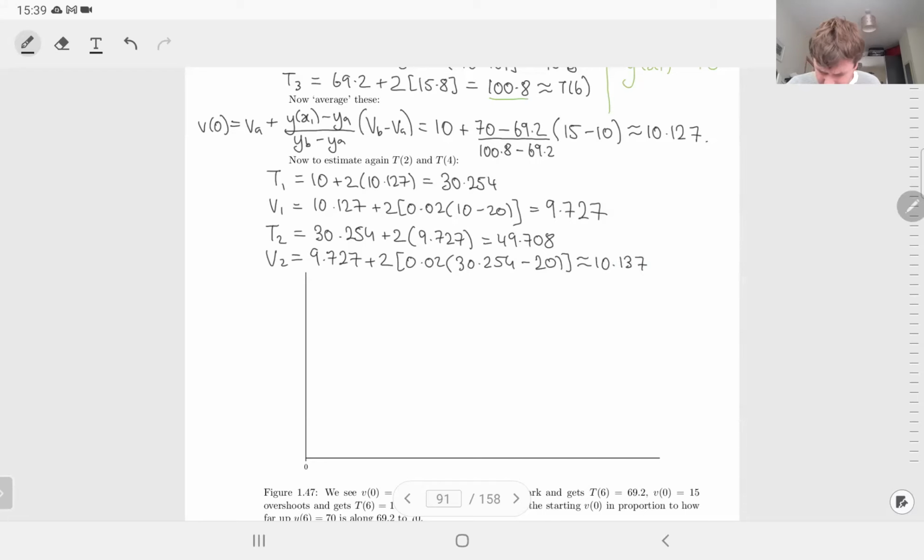10.137. And then I get the final temperature T3, we need to hit 70, is the previous temperature 49.708 plus twice the previous V, 10.137, which is equal to, so 49.708 plus 2 times 10.137. And I get 69.982.